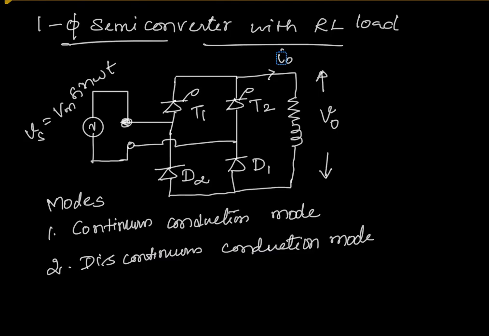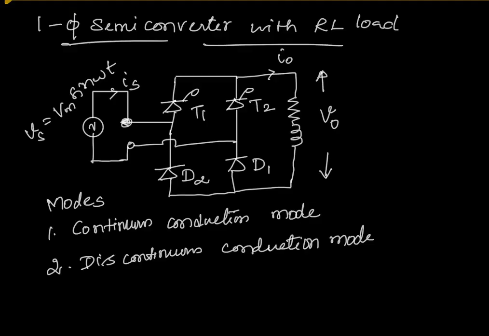The devices are numbered as T1, T2, D1, and D2. The output voltage V0 is measured across the RL load, and the output current is given here, and this is the source current.